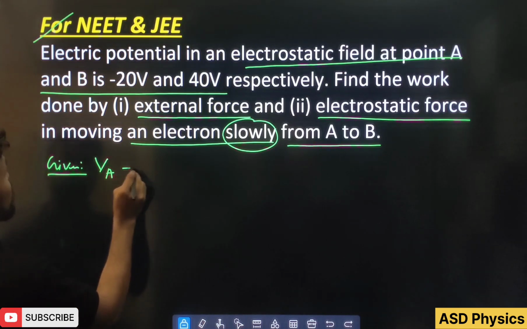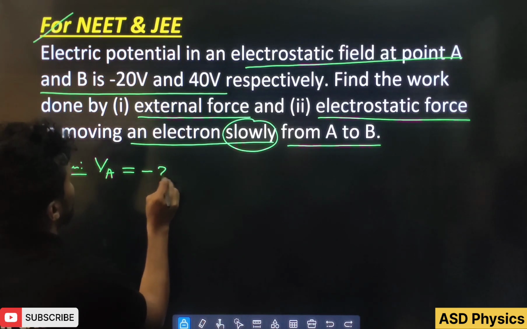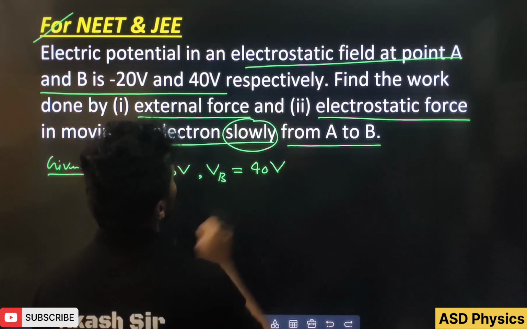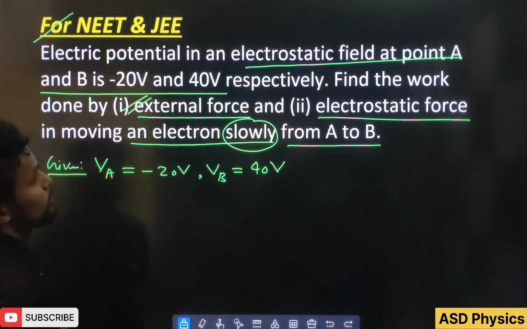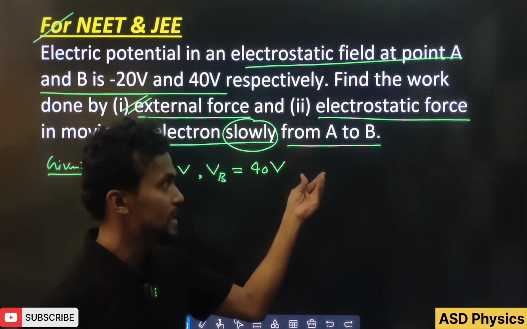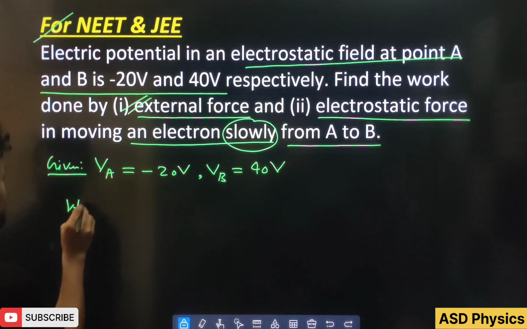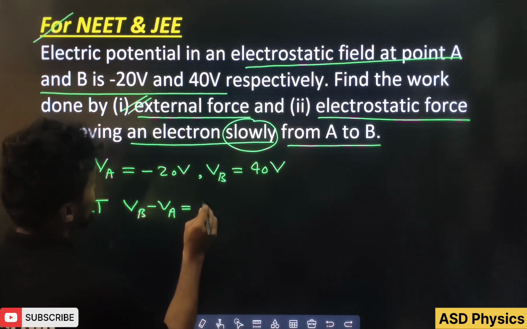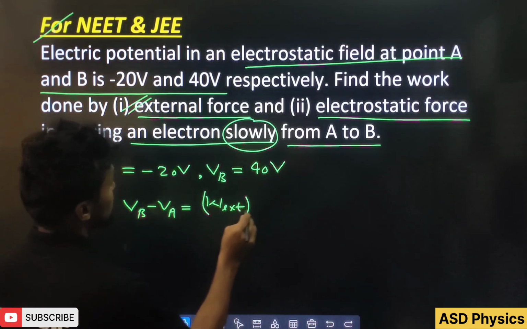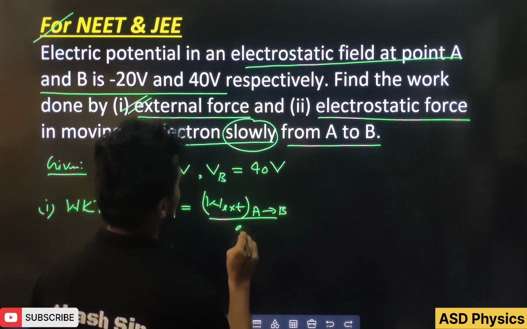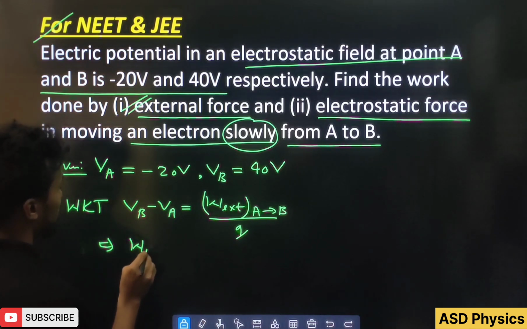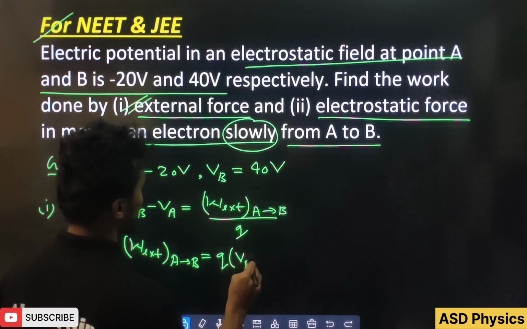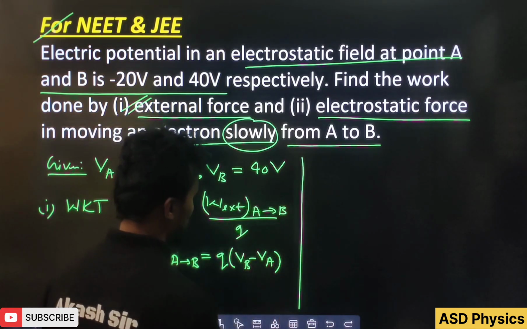So see, please, students, potential at point A is how much? Minus 20 volt. Potential at point B, how much? 40 volt. Now first we are going to see work done by the external force. Particle is moving from A to B. A is the initial point, B is the final point. So we know that VB minus VA is equal to work done by the external force from A to B by charge Q. That means we can write here work done by the external force from A to B is given by Q into VB minus VA. Our formula is ready.